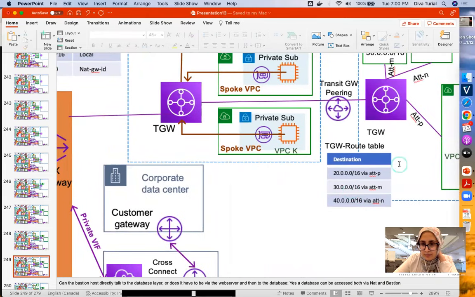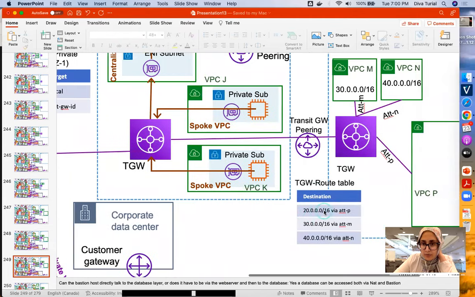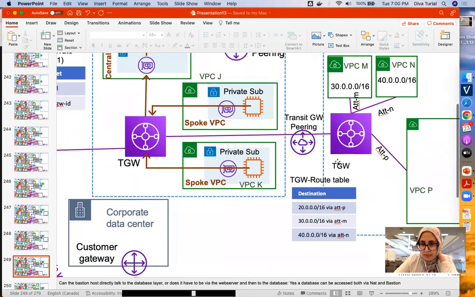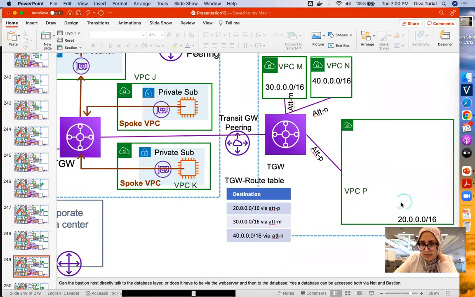So here, this is the route table for the transit gateway, and then these are its attachments. So we have different VPCs. If it's a 20.0/16 VPC, it goes through the attachment P to this specific VPC. If it's a 30/16, it goes through the attachment M to this VPC. 40/16, it goes through this VPC. So this is how the route table for a transit gateway works.